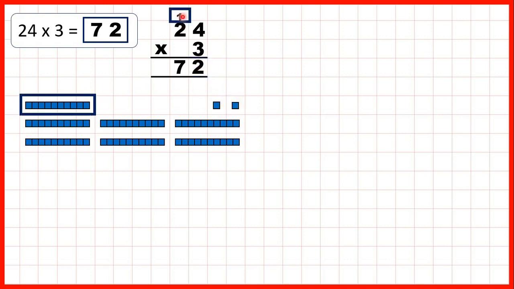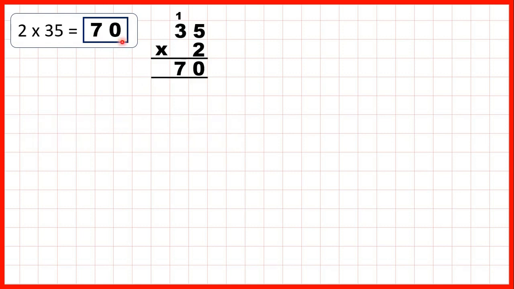And we write 1 above our tens place value column, because multiplying our ones digit has meant that we can make 1 extra ten. Now the 6 tens that we have below, we got from multiplying 2 tens by 3. But because we've made 1 extra ten, we have 7 tens altogether. So that's why we get 72. Then for our last question, we had 2 times 35.